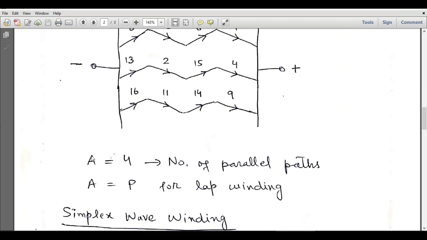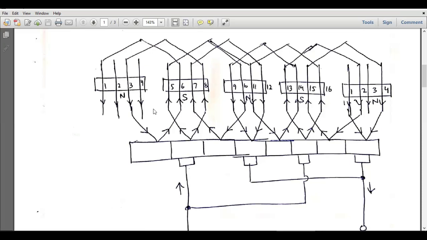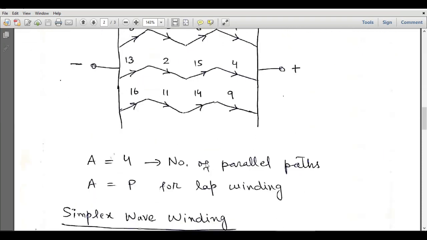The number of parallel paths is represented by capital A, and for lap winding, the number of parallel paths is equal to the number of poles, because in this figure you can see the number of parallel paths is equal to 4, and the number of poles is also equal to 4, and the number of carbon brushes is also equal to 4. So in lap winding, the number of parallel paths is equal to the number of poles, which is equal to the number of carbon brushes.